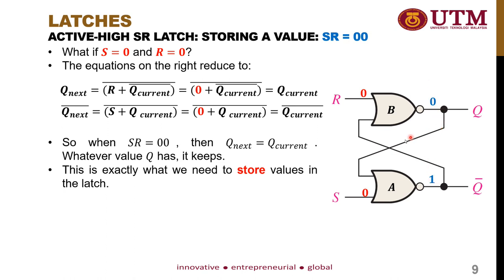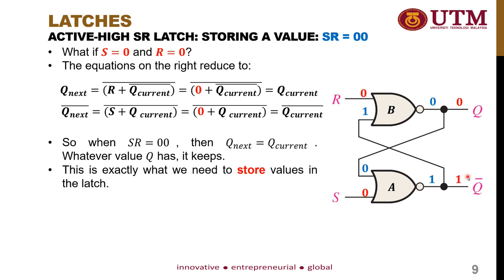The current value of Q goes through the input of NOR gate A, and the current value of Q bar goes through the input of NOR gate B. When we perform the operation, 0 plus 1 equals 1, and we complement the value of 1, so the next output of Q will become 0. And 0 plus 0 equals 0, and then we complement the value of 0. So the next value of Q bar equals 1.